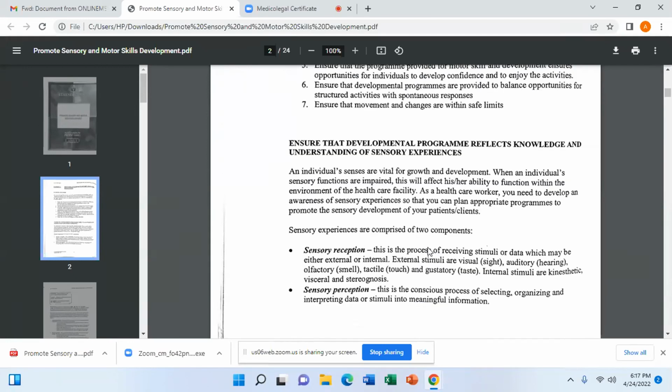It says an individual's senses are vital for growth and development. And when an individual's sensory functions are impaired, hold on for me.